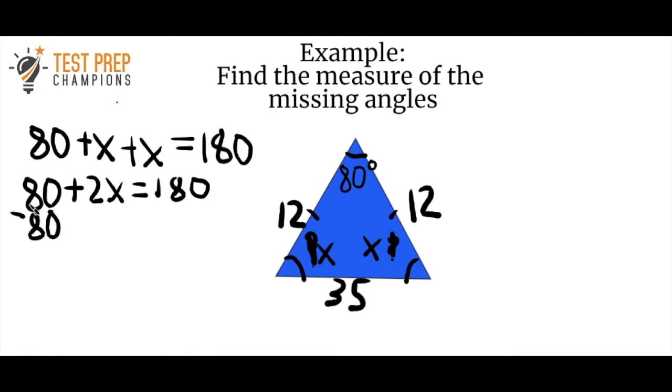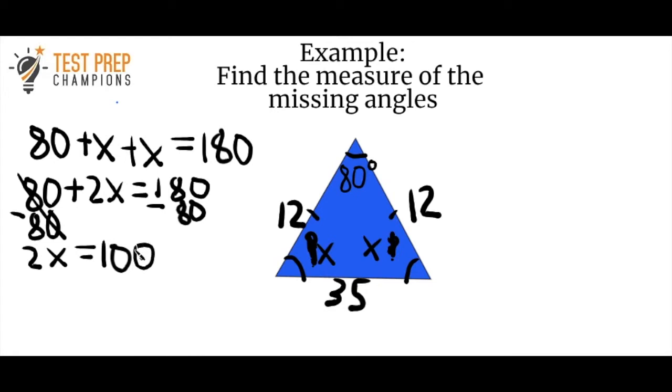So we have this positive 80 out here. We want to get it off of the left-hand side of the equation. So we subtract 80 from this side, and 80 minus 80 is 0. Then whatever you do to one side, you've got to do to the other. So we're also going to subtract 80 from this side. So then we rewrite the equation. We've got 2x equals 100, because 180 minus 80 is 100.